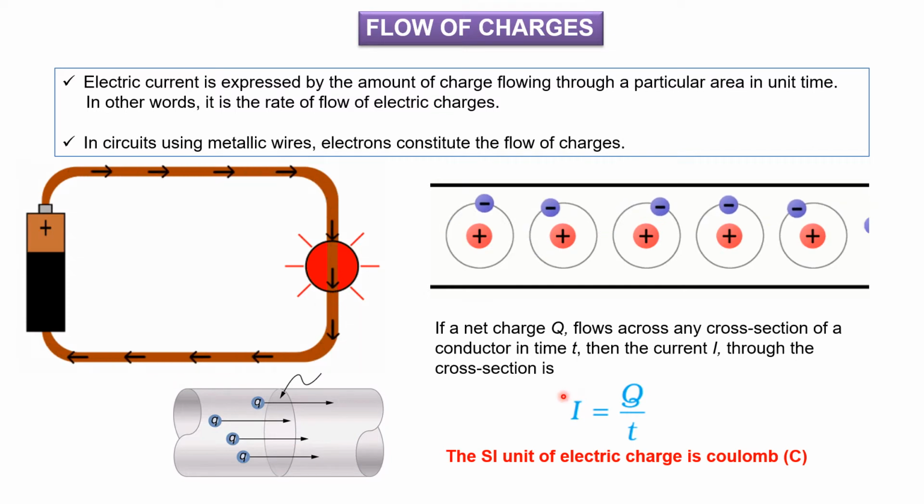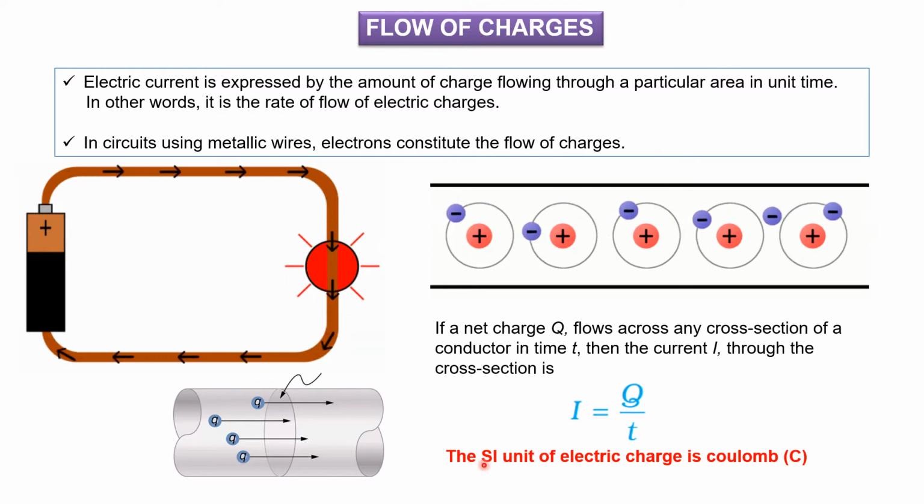So current is represented by I. Q is nothing but what? Charge. That means charge is a group of electrons. So current is the charge passing through a cross section in unit time. So many electrons passing through a cross section in unit time, that is the meaning of it. So I is equal to Q by T.